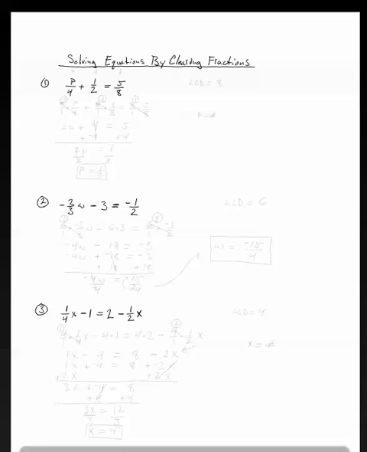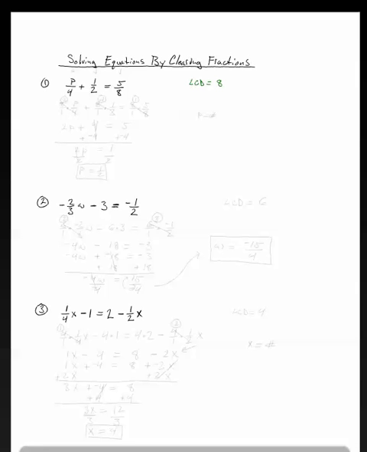Solving equations by clearing fractions. So if we want to clear the fractions from an equation, the first thing we have to do is find the lowest common denominator. So if I look at problem 1, I have denominators of 4, 2, and 8. So my lowest common denominator is 8.